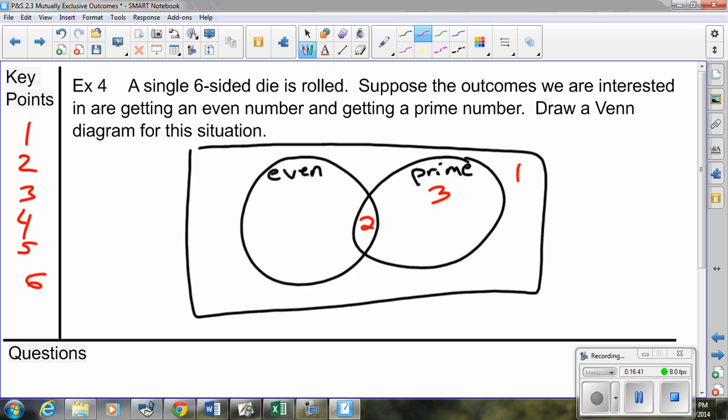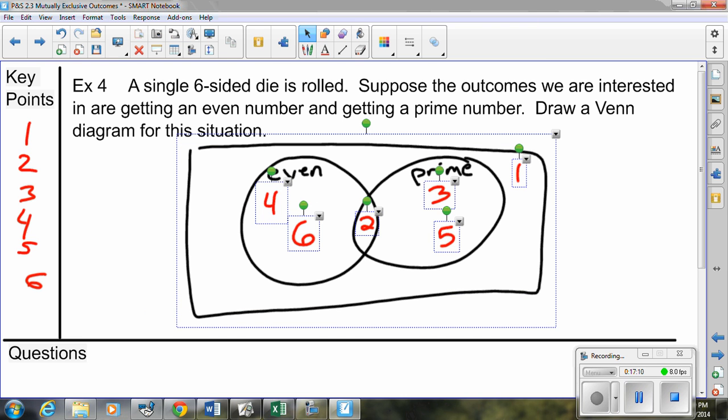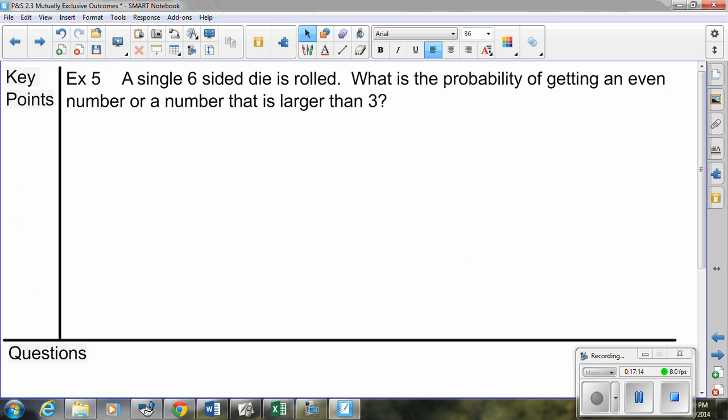What about 4? Even, but not a prime. It's not a prime because you could take 2 times 2. 5? That's a prime number. The only way you could try to split up 5 with whole numbers is 1 times 5. And 6 is even, but not prime, so here is our Venn diagram. This Venn diagram I'm actually going to take and copy because we can use it here.